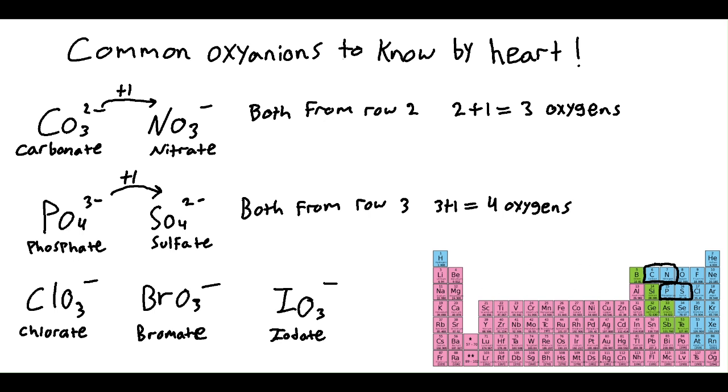For the halogens, chlorine, bromine, and iodine, their common oxyanions have 3 oxygen atoms and the charge is -1. Those are easy to group together. You just have to associate them with 3 oxygens and a -1 charge. So those tricks are useful to me, and hopefully they will be useful to you as well and help you memorize the common oxyanions.